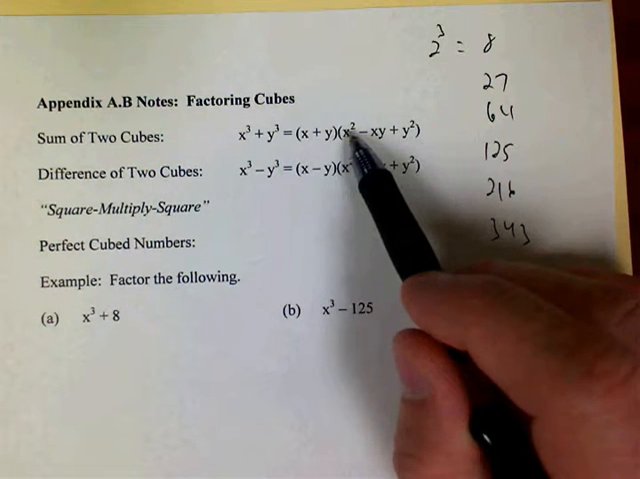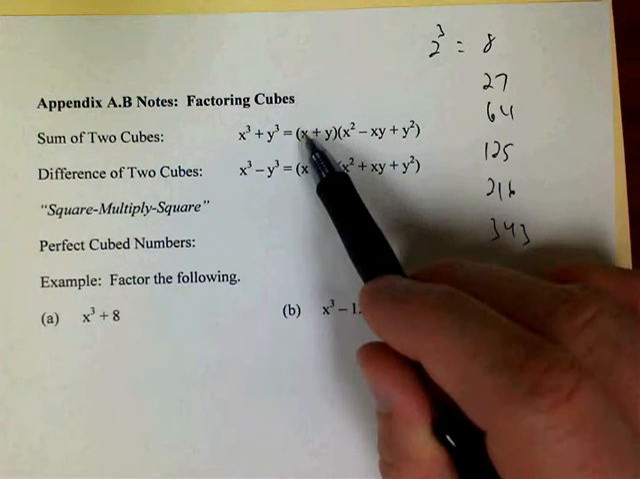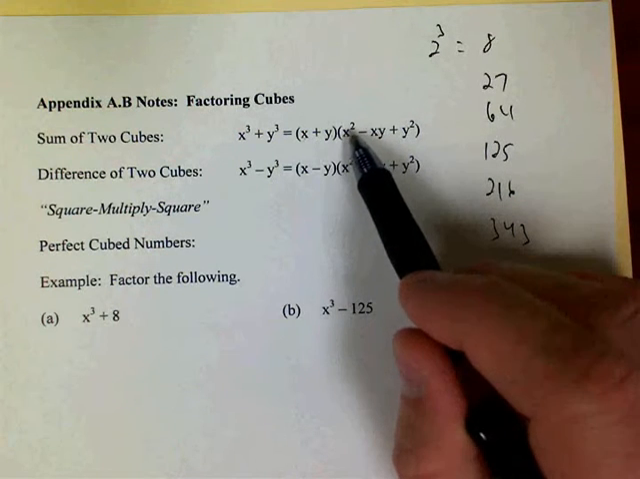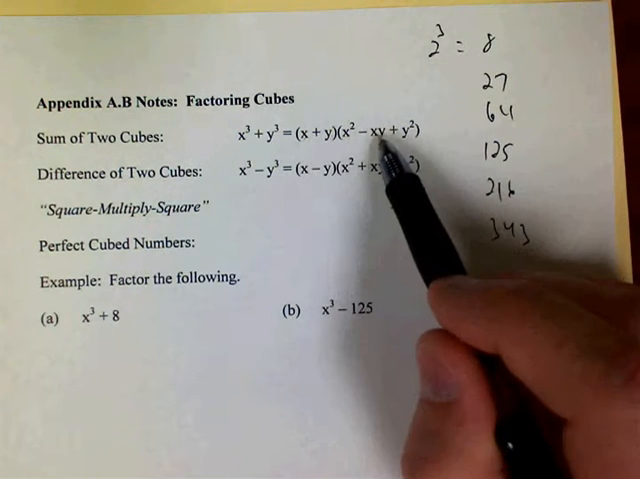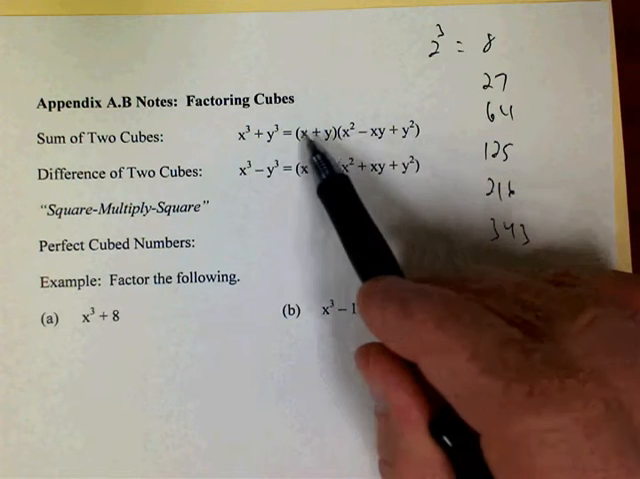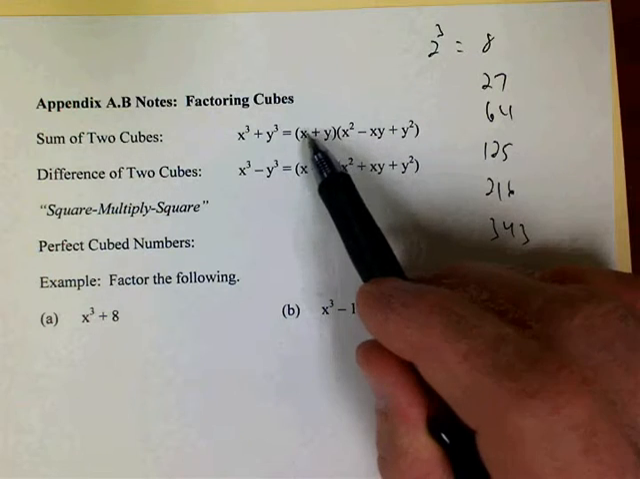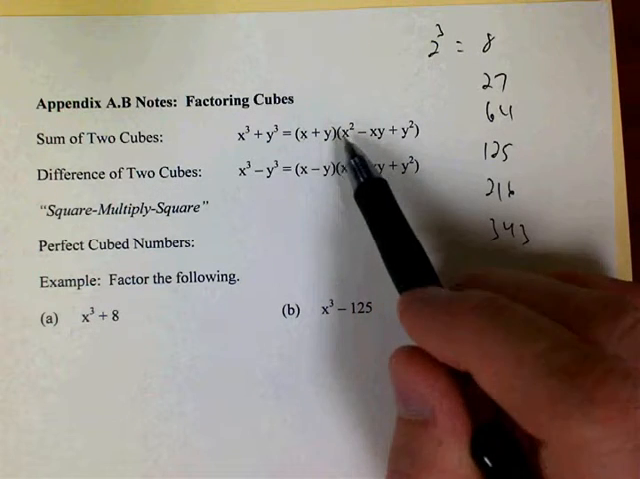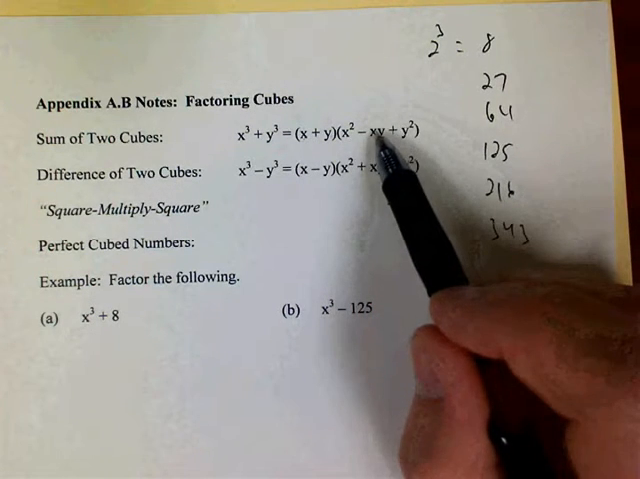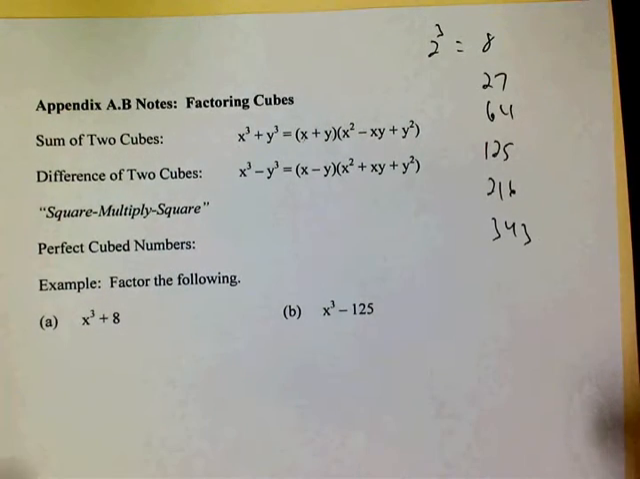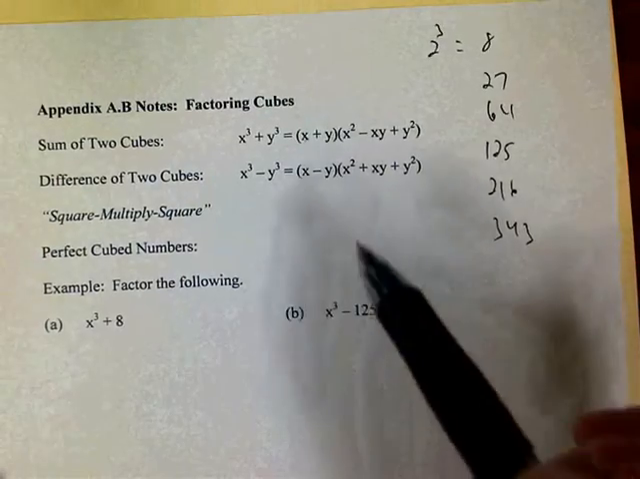This is square, multiply, square. Because if you look, this x squared is the same as that squared. xy is x multiplied by y. Then y squared is just the same as that squared. Square, multiply, square. Here's the thing, when you multiply, change the sign. That's another way to think about it. Probably doesn't make any sense, but we're going to do some examples and they will.